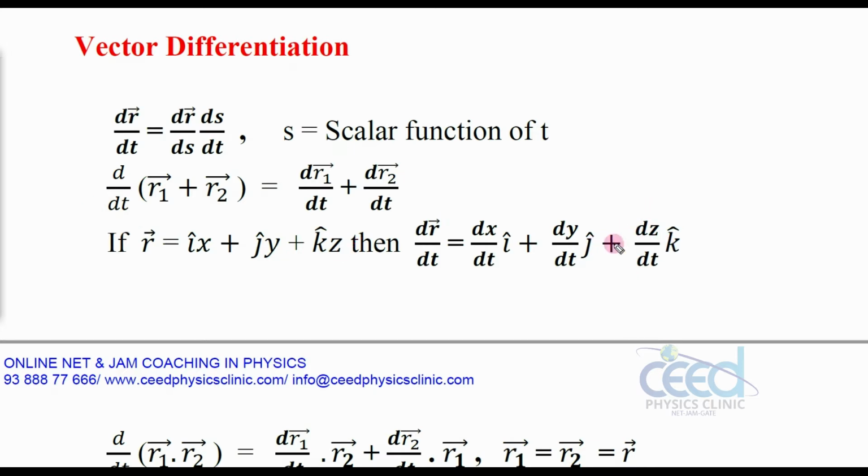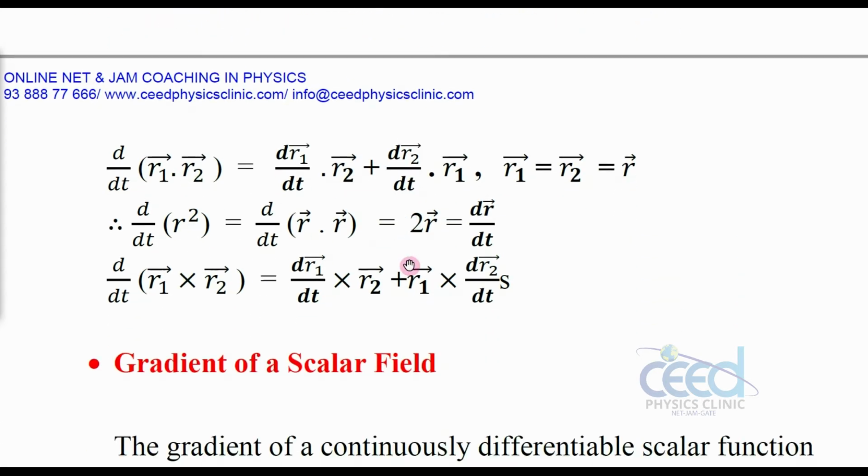Similarly, we can differentiate the dot product and the cross product. For r1 dot r2, you can differentiate like the product rule we use in ordinary differentiation: differential of first dot second plus first dot differential of second. So if d by dt of r square, I can write it as r dot r. The dot product of the same vector gives its square, so this I can write as 2r into dr by dt. Sorry, there is a typing error here; this is 2r into dr by dt.